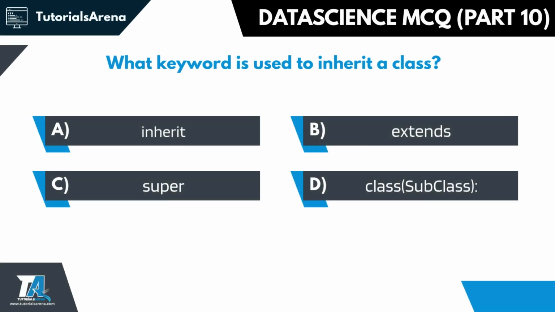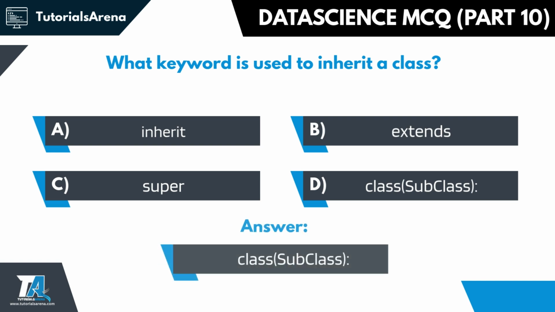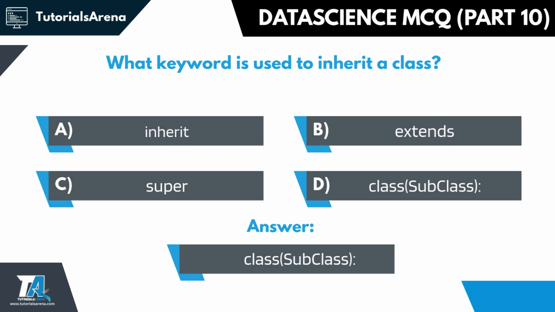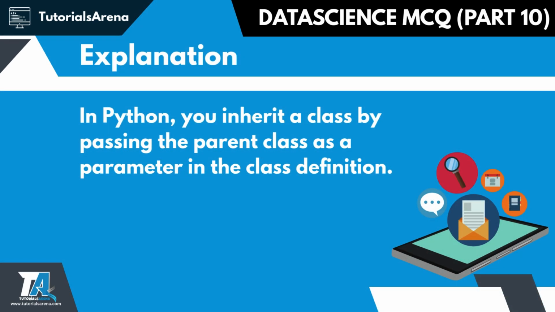What keyword is used to inherit a class? The correct option is option D, class, subclass. In Python, you inherit a class by passing the parent class as a parameter in the class definition.